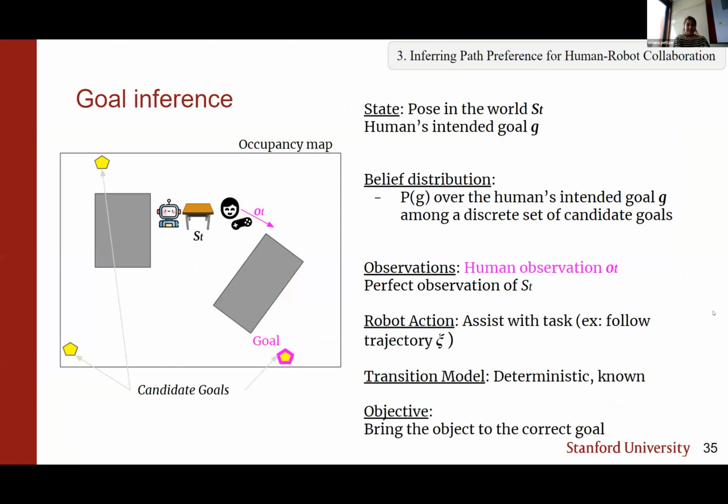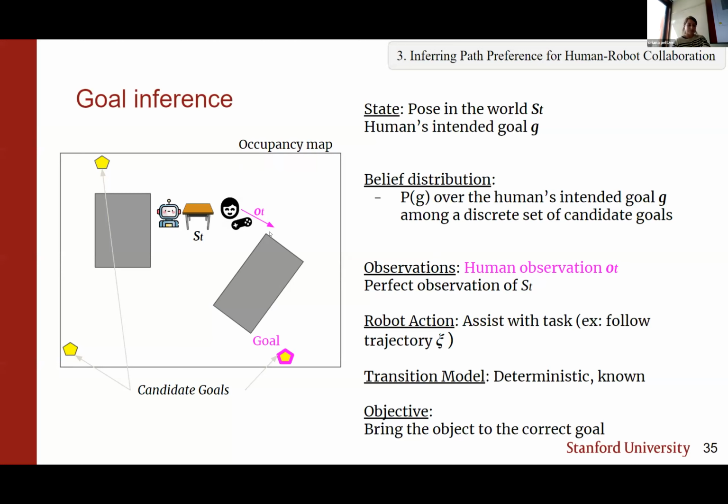Now, let's say that we only want to infer what the goal of the task is. This is how we would formulate the problem. So the slide is a little bit dense, but the state of the world is going to be composed of the robot's location and the human's intended goal. And because we don't know what this goal is, we're going to maintain a belief distribution over this. And we assume there's a discrete set of candidate goals. And we're going to assume some observation model for the human.